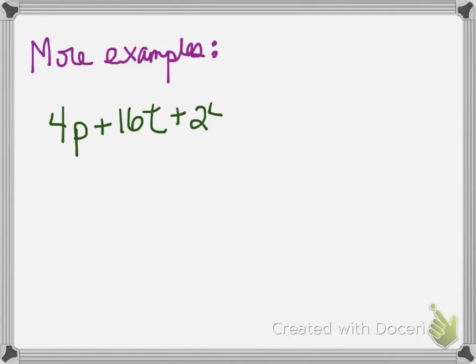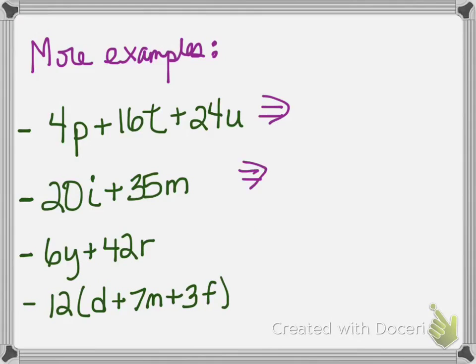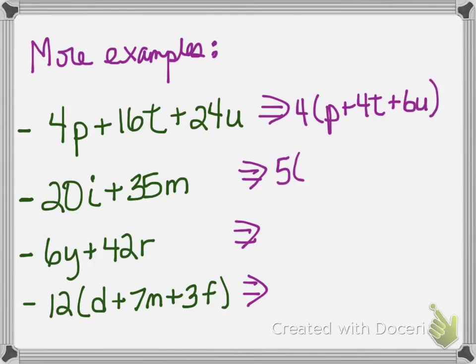Here are more examples. Notice that you can have multiple coefficients, variables, all sorts of stuff. In the first example, 4p plus 16t plus 24u. That greatest common factor is 4. Look at what happens. 4 times p plus 4t plus 6u. The variables don't change. You leave those alone because you can't do anything with them because you don't know what they're equal to. But you can divide the coefficients in front of it. 4 divided by 4 is 1. 16 divided by 4 is 4. 24 divided by 4 is 6.